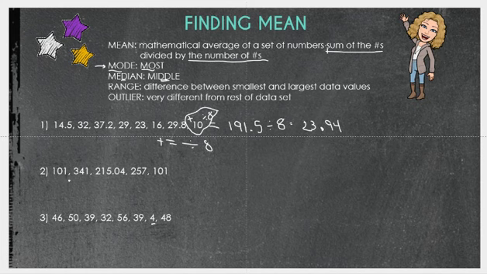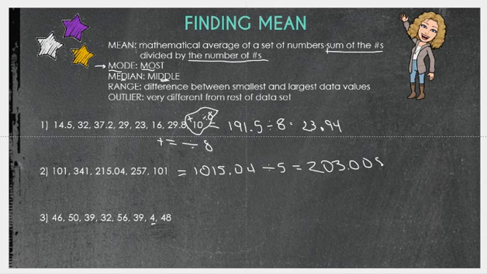Okay, example number 2, we add all of these together and I look at my other notes page. Our sum is 1,015 and 4 hundredths. And 1, 2, 3, 4, 5 values, so we divide by 5. And the answer is 203 and 8 thousandths. Now, number 1, I did end up rounding off. I think that one was a repeating decimal, so I did end up rounding that to 23.94. All right, and then number 3, we noticed that there was an outlier.